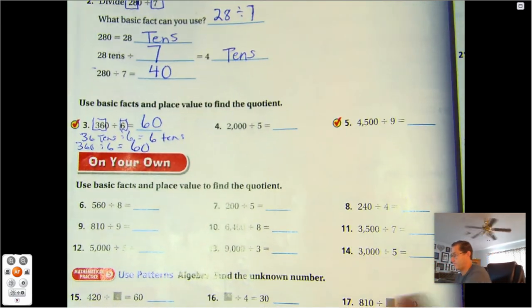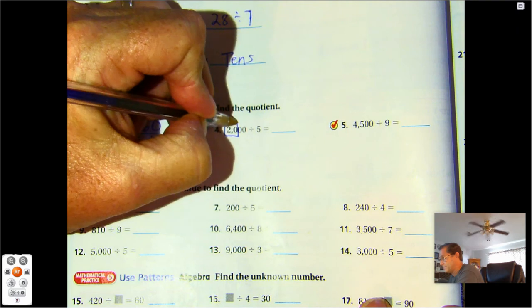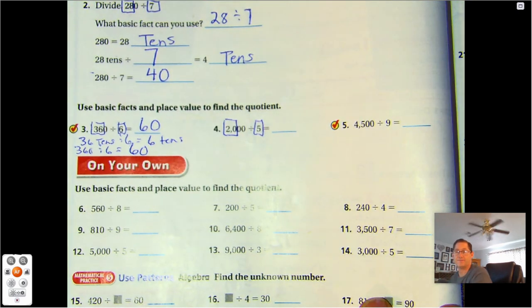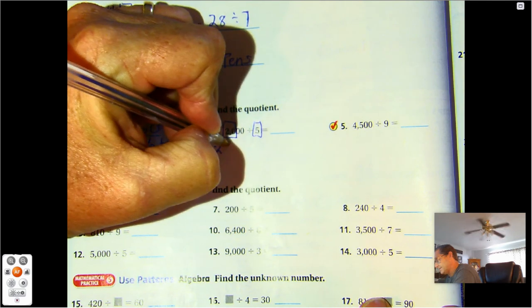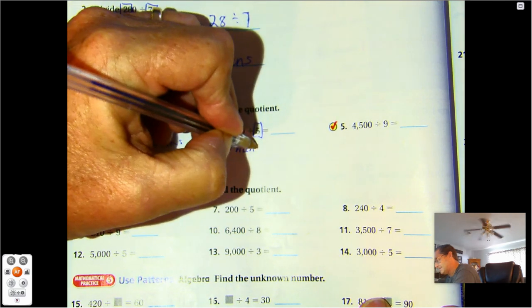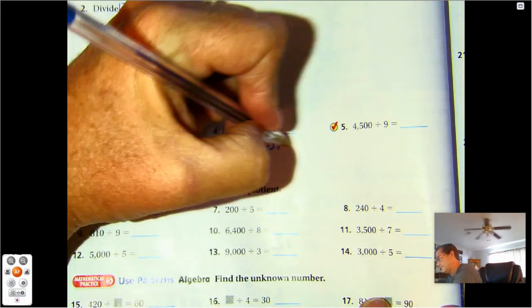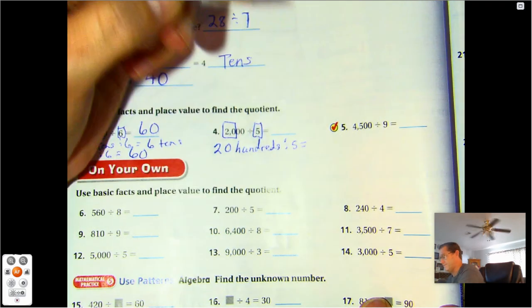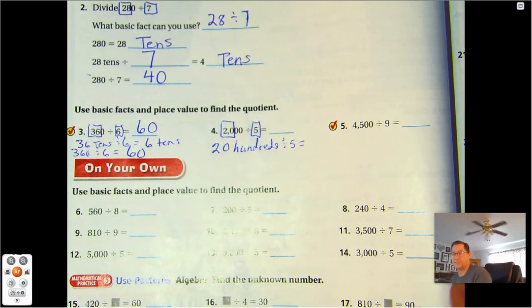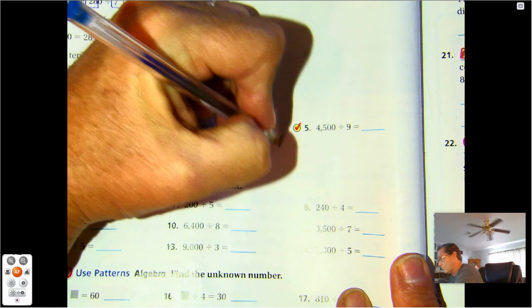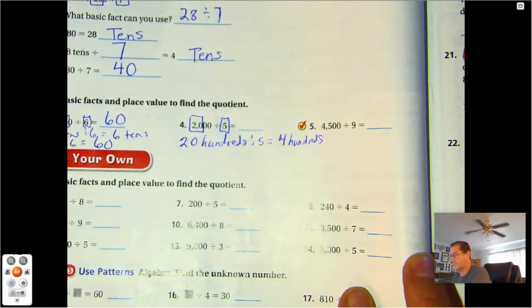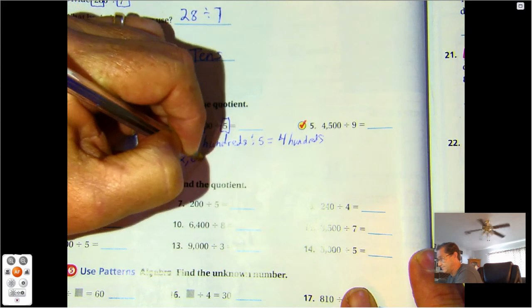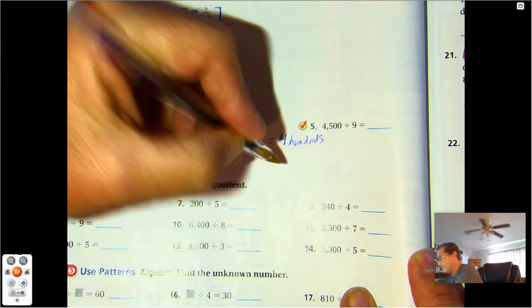Number 4, basic math fact is 20 divided by 5. We're going to rewrite 2,000 as 20 hundreds divided by 5. 20 hundreds divided by 5 is 4 hundreds. So 2,000 divided by 5 is 400.